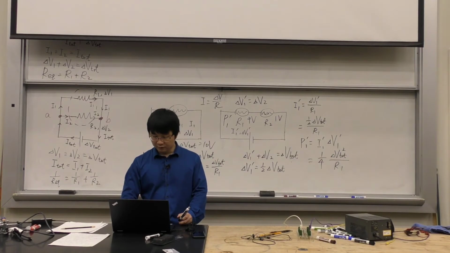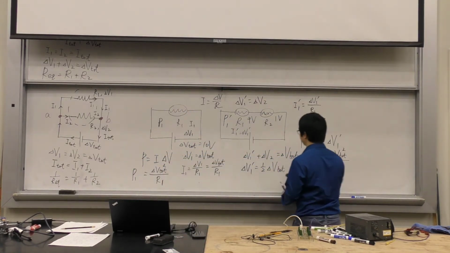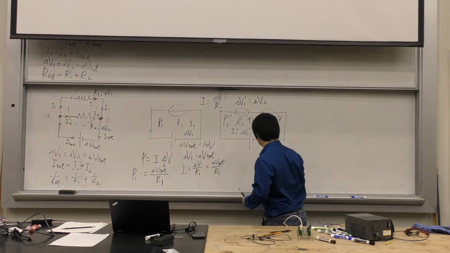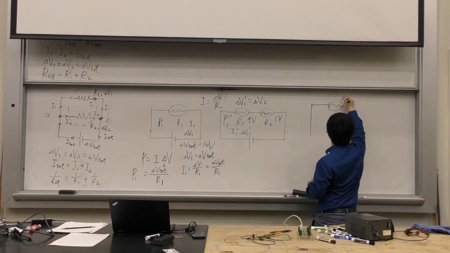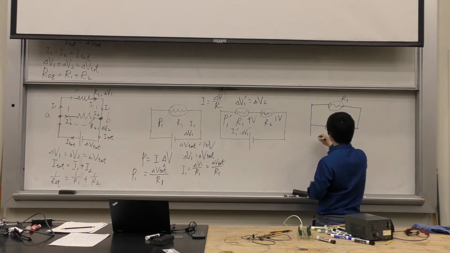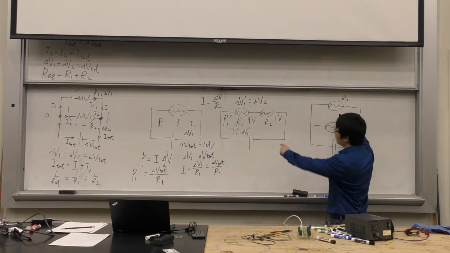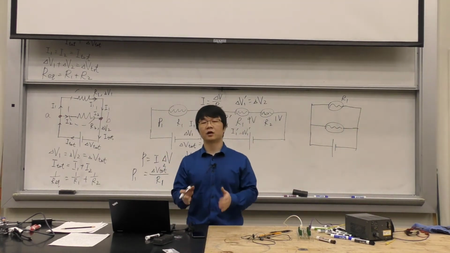Now, what about the second part? If I connect another light bulb in parallel with the first light bulb, how does the power change? Now let's draw another circuit. I still have the R1 here. Now I'm going to connect another R2 in parallel to it. I still want to compare this with the original one. How does the brightness change? Again, you just need to find out how the power changes.